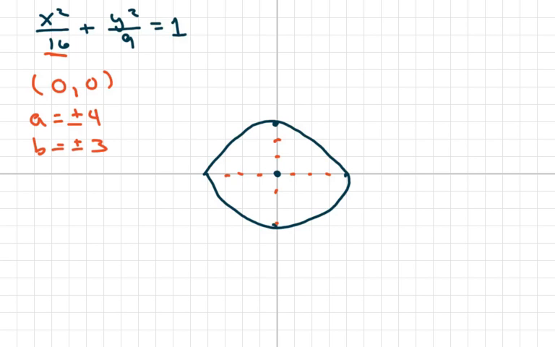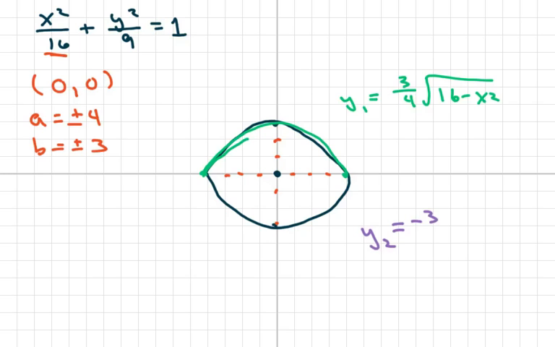And as far as your graphing part, the first equation would be 3/4 times the square root of 16 minus x squared. And that would be this top portion here. And the bottom, the second function would be negative 3/4 times the square root of 16 minus x squared. So that would be this one down here.